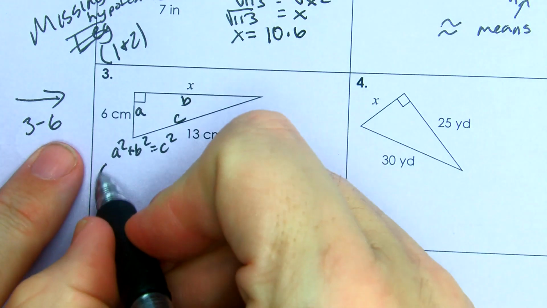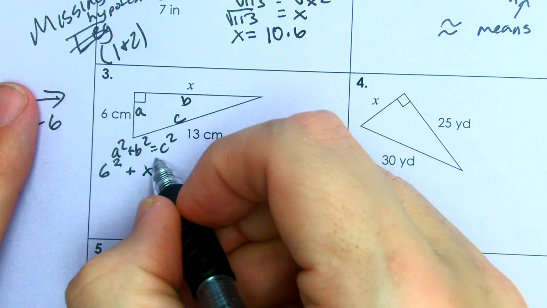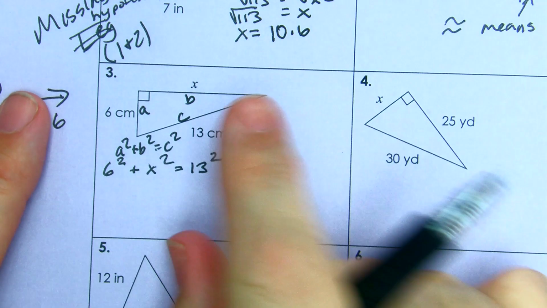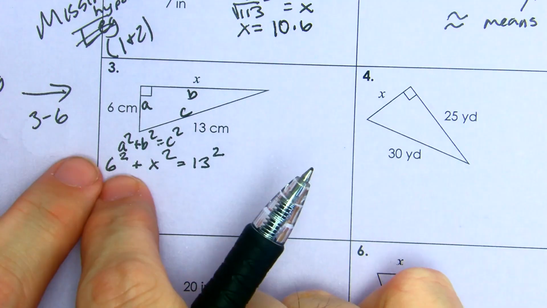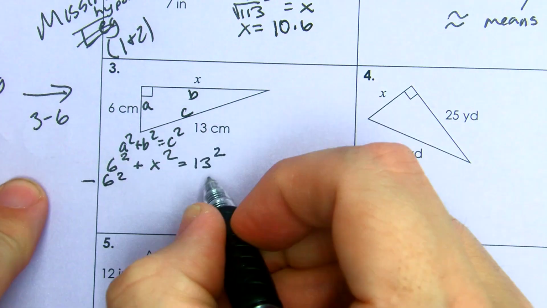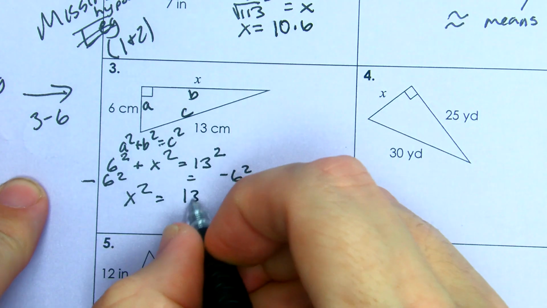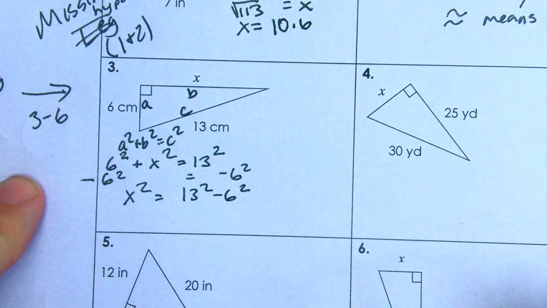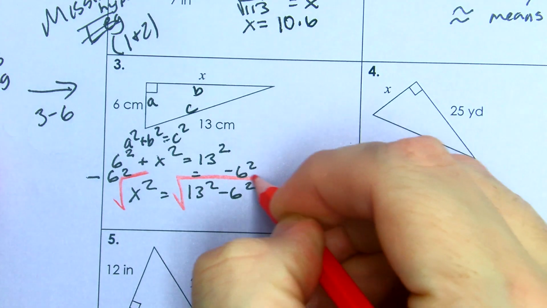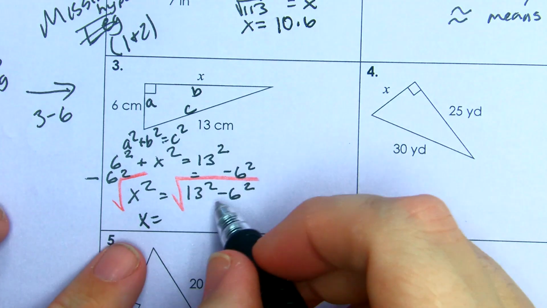So I know A is 6, so I'm going to get 6 squared, plus B, which is X, so I'm going to get X squared, is equal to 13 squared. Now, at this point, you can figure out what 6 squared is and what 13 squared is. But you can do this. You could just subtract 6 squared from both sides and get x squared is equal to 13 squared minus 6 squared. And then at that point, what you can do is take the square root of both sides. And so x is going to be equal to whatever the square root of this is now.